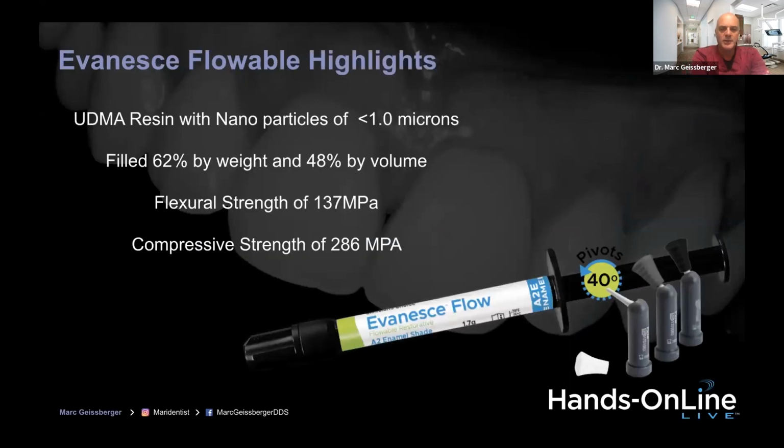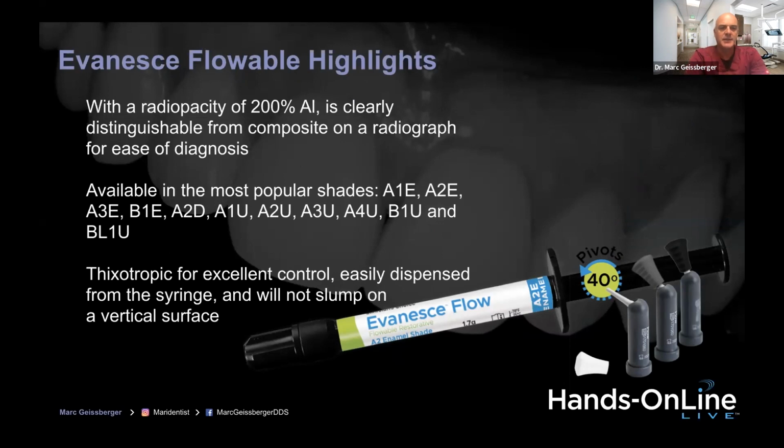So I'll also be highlighting Evanes Flowable. And Evanes Flowable is 62% filled, very high compressive strength, and a very easy product to use. And I'll be lining with that. Comes in multiple shades. And tonight I'll be using a universal shade for my flowable. I'll be using a 1 universal, and this is a great composite, also very radio opaque to be seen on an X-ray.